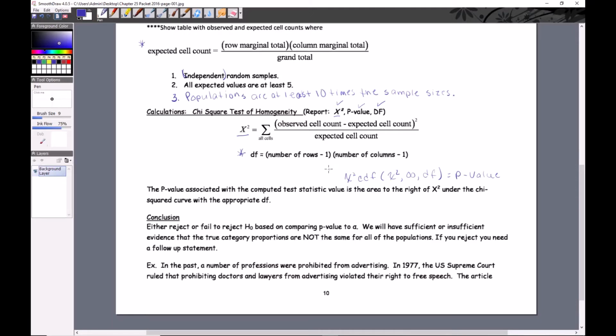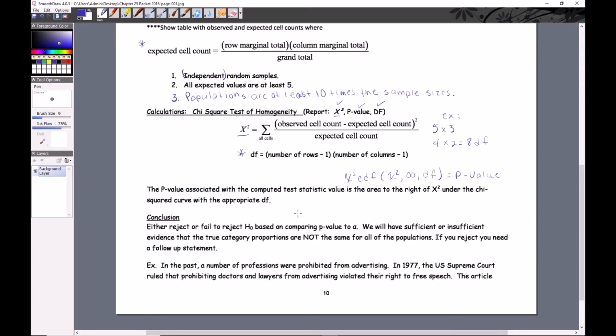Since we're using a two-way table, it's the number of rows minus 1 times the number of columns minus 1. You remember for goodness of fit, it was just n minus 1, where n is the number of categories. But here we may have 5 rows and 3 columns. So for example, we would subtract 1 from the 5 to get 4, subtract 1 from the 3 to get 2. So that would be 8 degrees of freedom, for example. Okay? So you got to remember this.